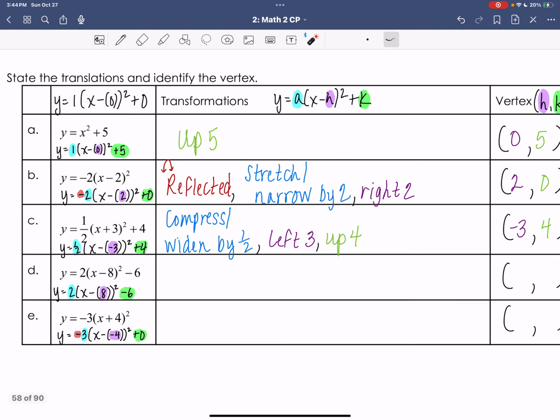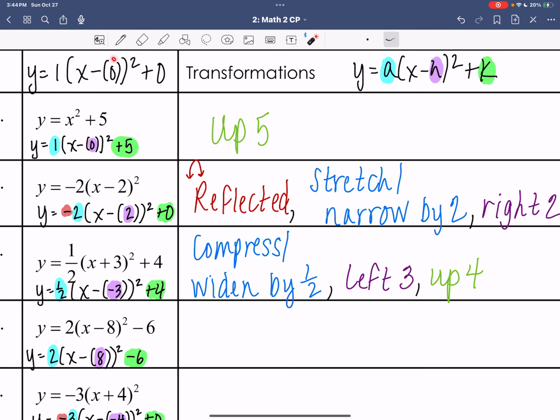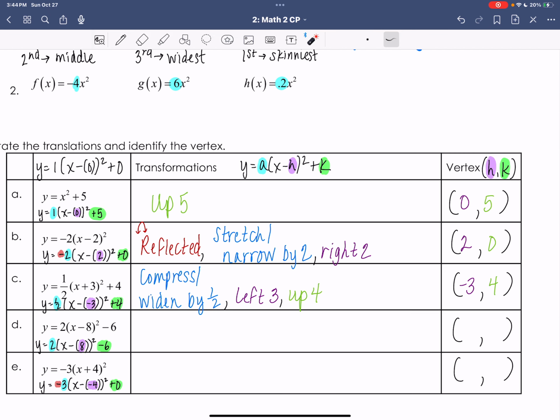So then your vertex, we said, was (H, K), and that's your vertex here. All right, so for C, you have 1/2. Well, 1/2 is different because that's 1 and this is 1/2. So we know it's going to compress or flatten by 1/2. And then if you notice here, that's -3. So -3 is different because it was 0. So this means you're going to go left 3 units. And then this is different from up here, and that means you're going to go up 4 units. And again, if you put this together for the ordered pair, your ordered pair should be (-3, 4).